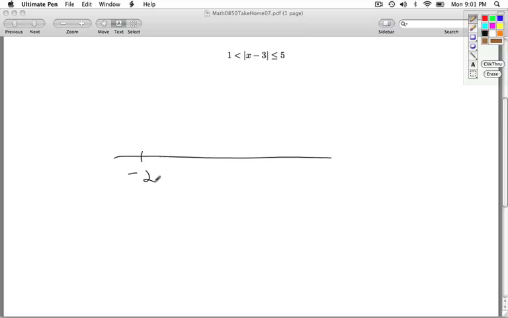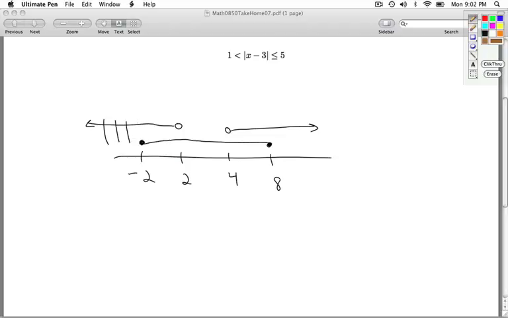So we have negative 2, 2, 4, and 8 are the key players here. We have everything from negative 2 to 8, up to and including the 8. We have x's that are less than 2 and x's that are greater than 4. We need to find the overlap of these two sets. So as I start going from left to right, where do I overlap? Well, I start overlapping at negative 2. Negative 2 is in both, up to but not including 2 itself.